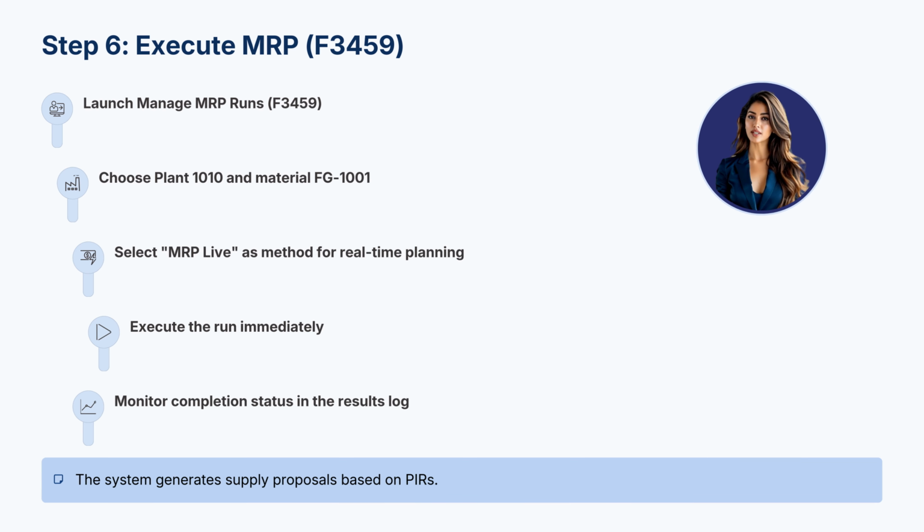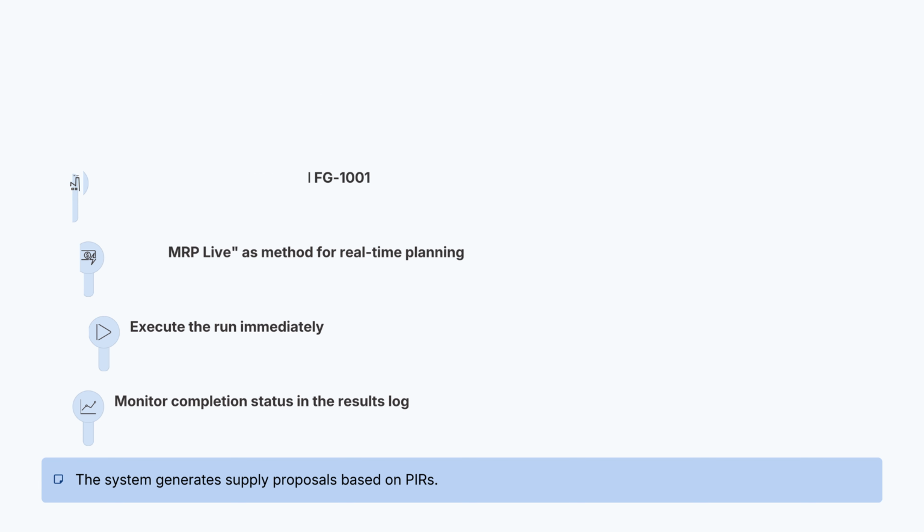Step 6. Execute MRP run. Launch the Manage MRP Runs F3459 app. Choose your plant and material, select MRP Live, and run immediately. MRP will evaluate stock, demand, and lead times to propose supply elements. Once complete, review the MRP log to confirm successful planning. This step translates forecasted demand into actionable supply proposals.